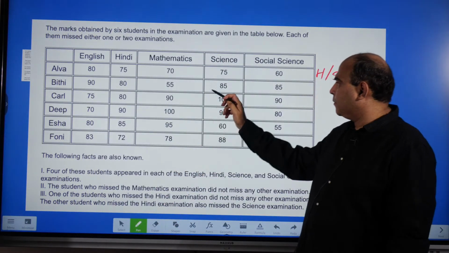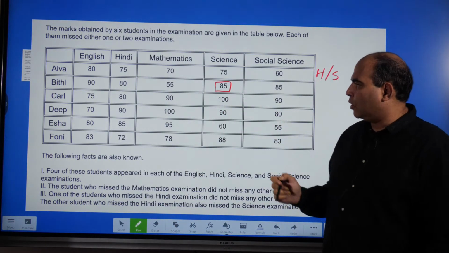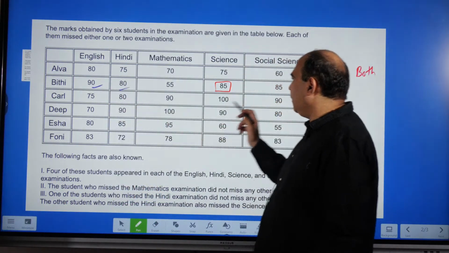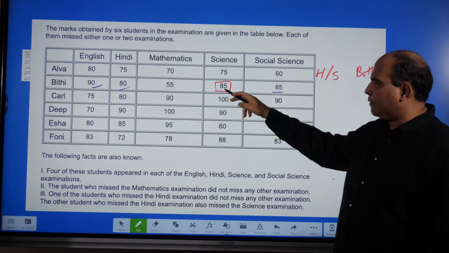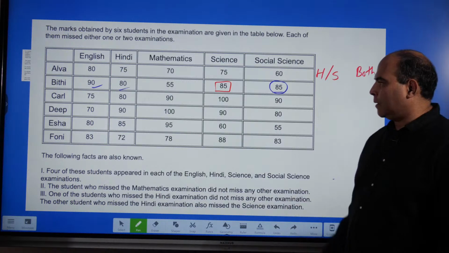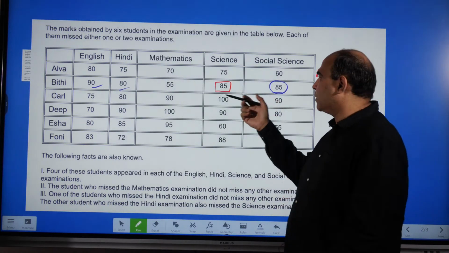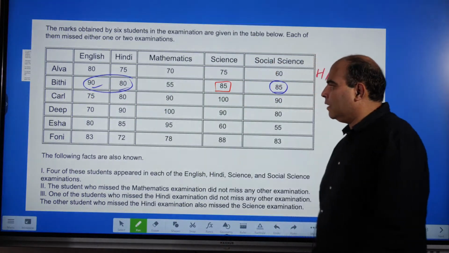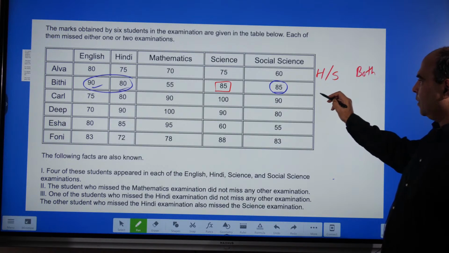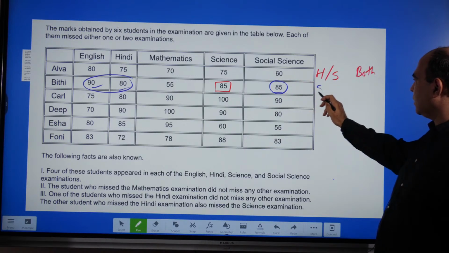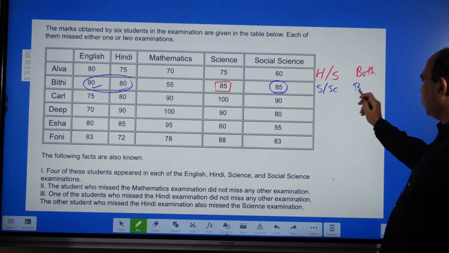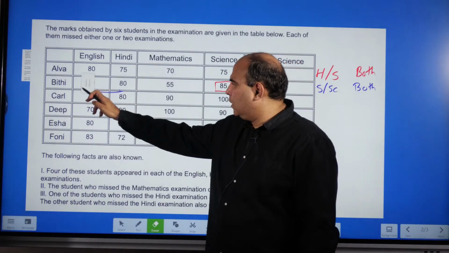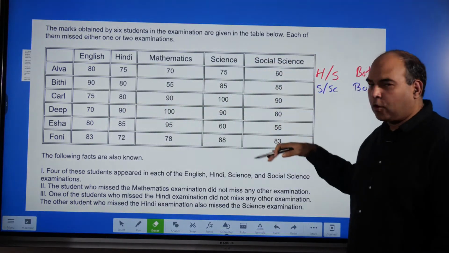Can she miss the science exam? The answer is yes, because in that case, the top 3 scores for Bithi are 90, 80 and 85, and the average of 90, 80, 85 is 85. Similarly, she can miss the social science exam. And she can miss both, because if she misses both science and social science, she'll be given the average of 90 and 80. So the possibility for Bithi is science and social science, or both. Right? So we just have to keep our patience in this question and continue doing this for 4 more rows.